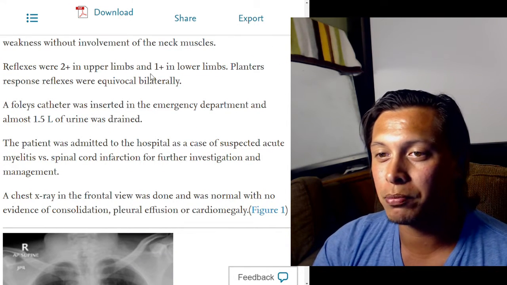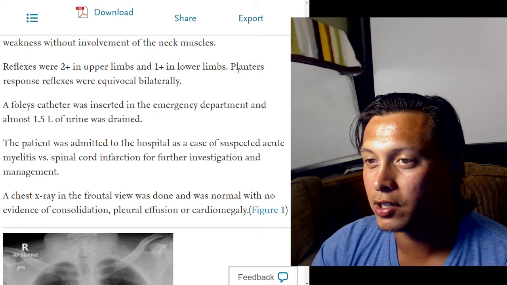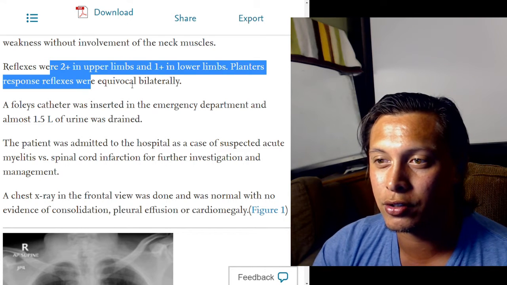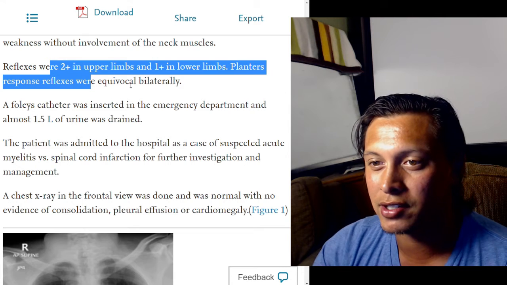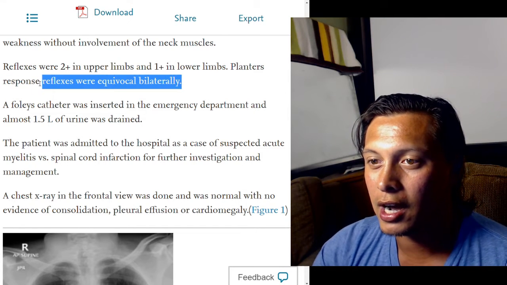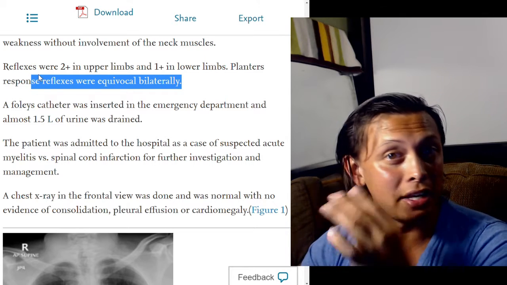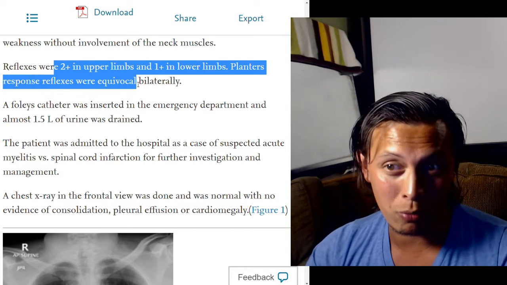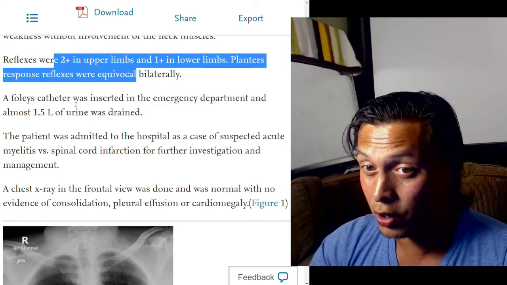Reflexes were 2+ in the upper limbs and 1+ in the lower limbs. Plantar's response reflexes were equivocally bilateral. This is getting out of my field, so I'm getting more and more ignorant as this goes along, but we'll keep on pushing through.